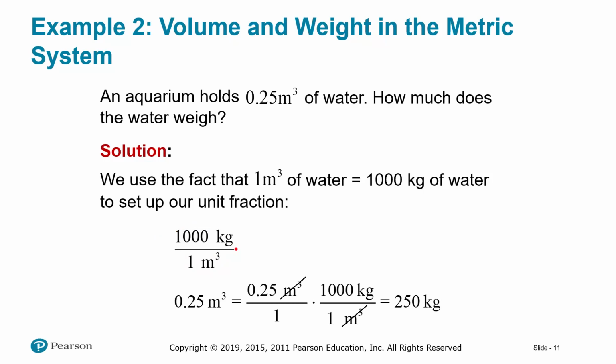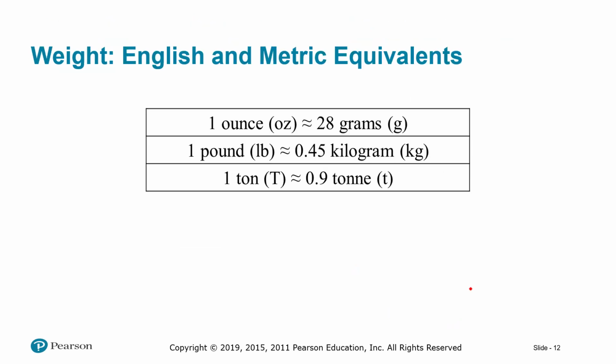So we can use our unit fraction right here. Notice we started with cubic meters, so we want cubic meters down here, and that means the kilograms goes up there. And just a little bit of arithmetic, and you've got how much that water weighs. 250 kilograms, excuse me. So here's some conversions between English and metric.